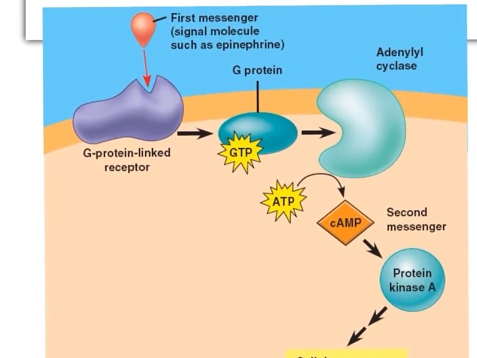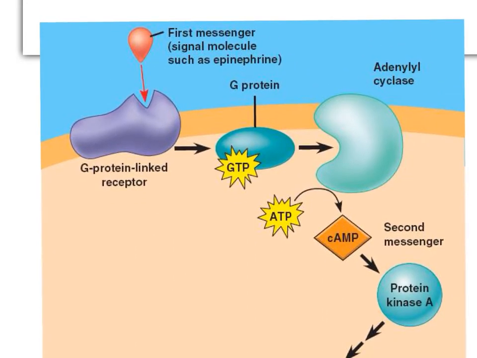So here we have an example of a first messenger, which could be adrenaline. Again, remember I talked about Americans using the word epinephrine instead of adrenaline. We will use the word adrenaline, so ignore epinephrine and just think of adrenaline. So here's our adrenaline molecule, which binds to its cell surface receptor molecule, and what that does is activate another messenger molecule, called a G protein, which then activates an enzyme called adenyl cyclase.